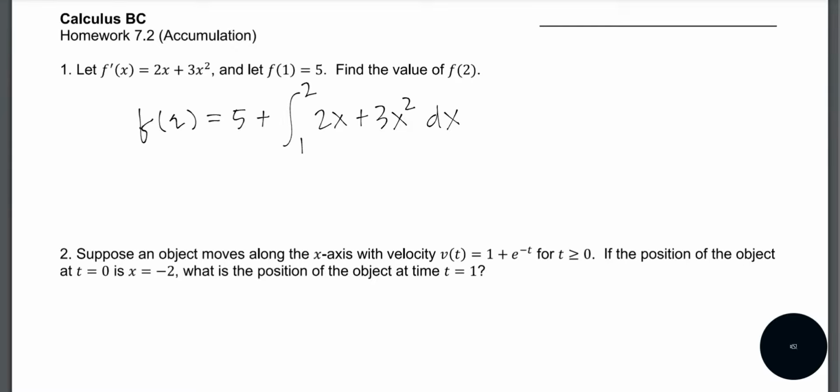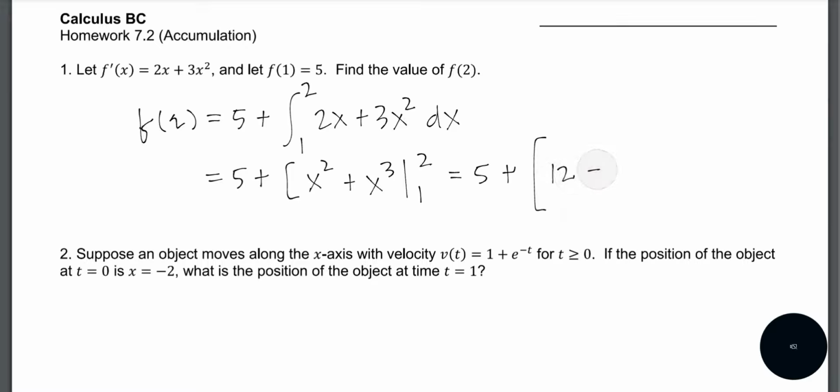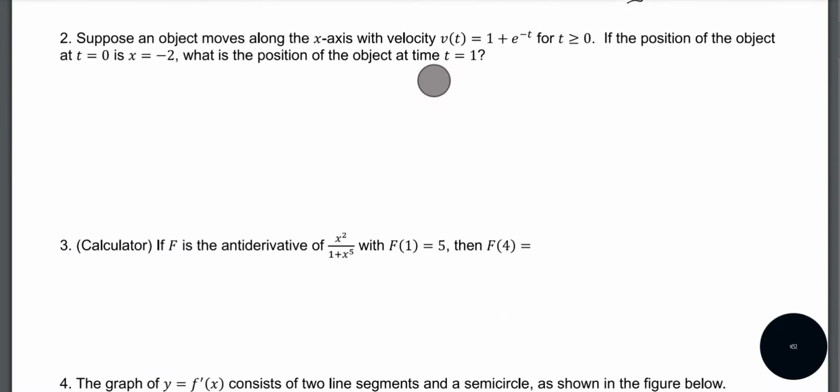Anyway, this is not one I'm going to be doing with a calculator. I don't know if the calculator questions are going to be labeled as such, but I'm just going to go for it. 5 plus antiderivative. Okay, that's going to be 5 plus. When I plug in 2, I'd get 4 plus 8. When I plug in 1, I get 2. That would be a safe place for us to stop, but I think we can add 5 plus 10 and get 15.